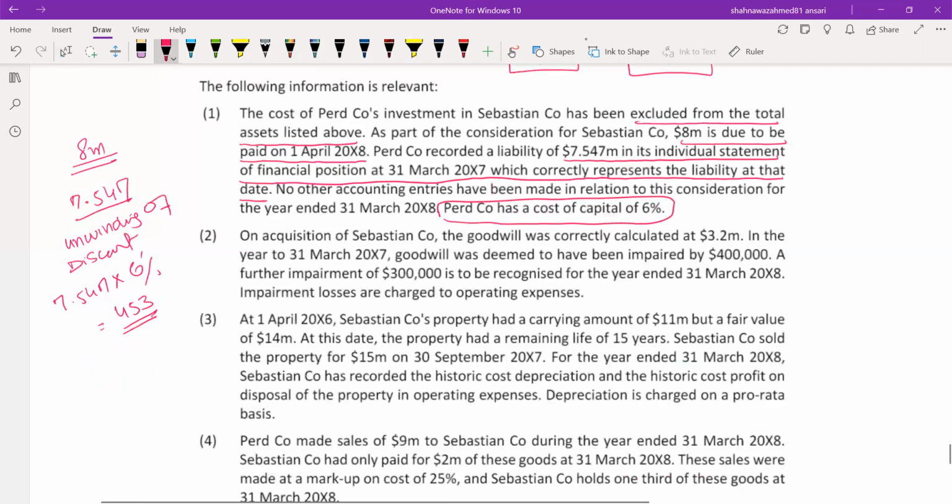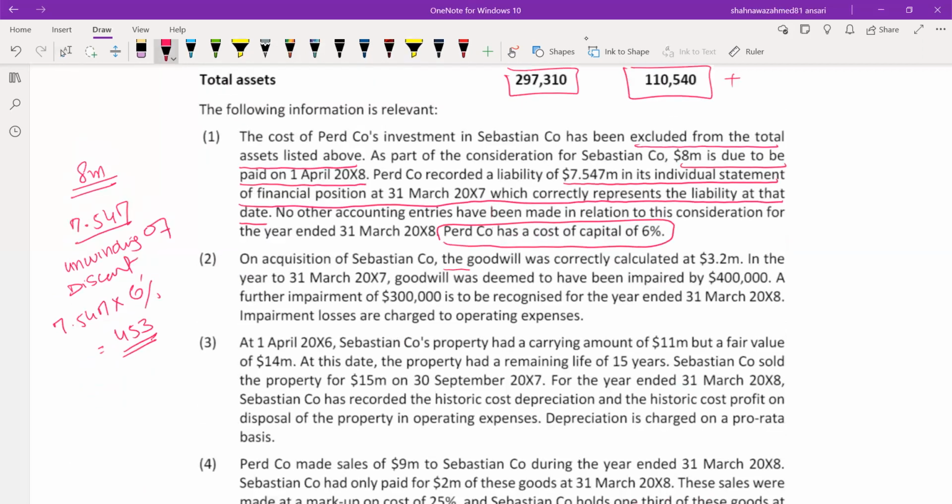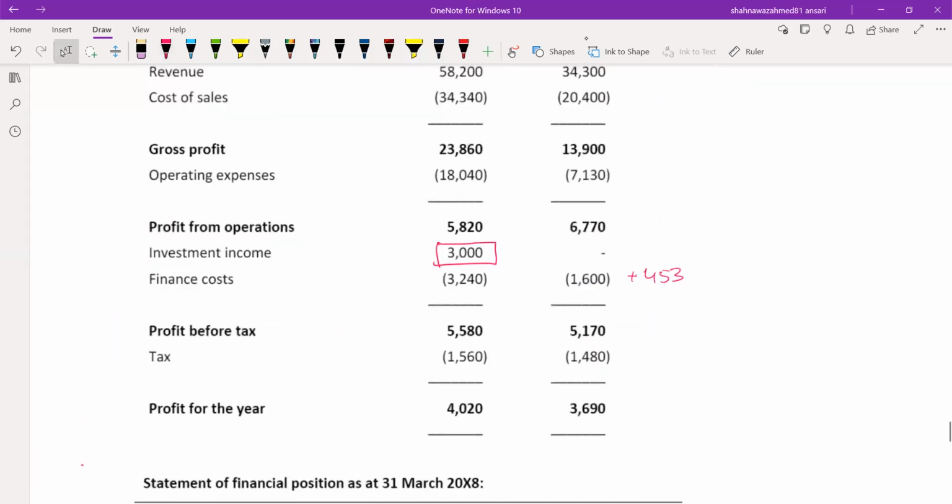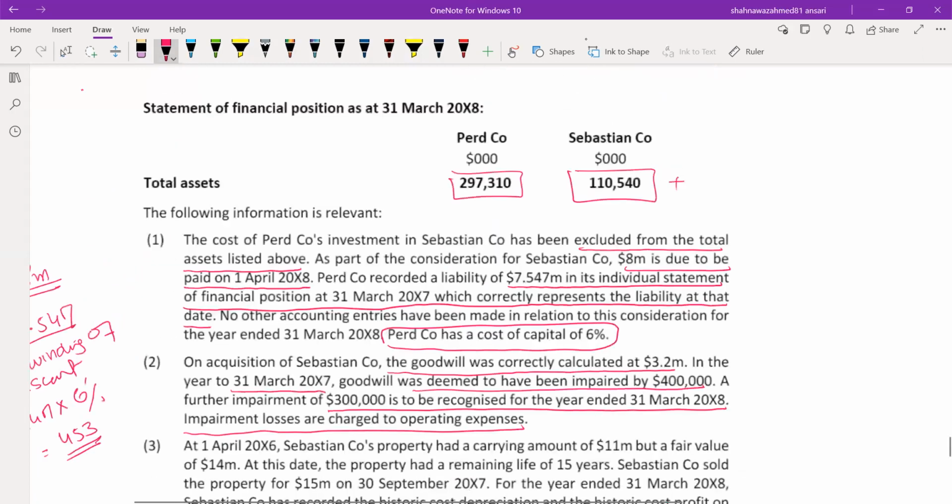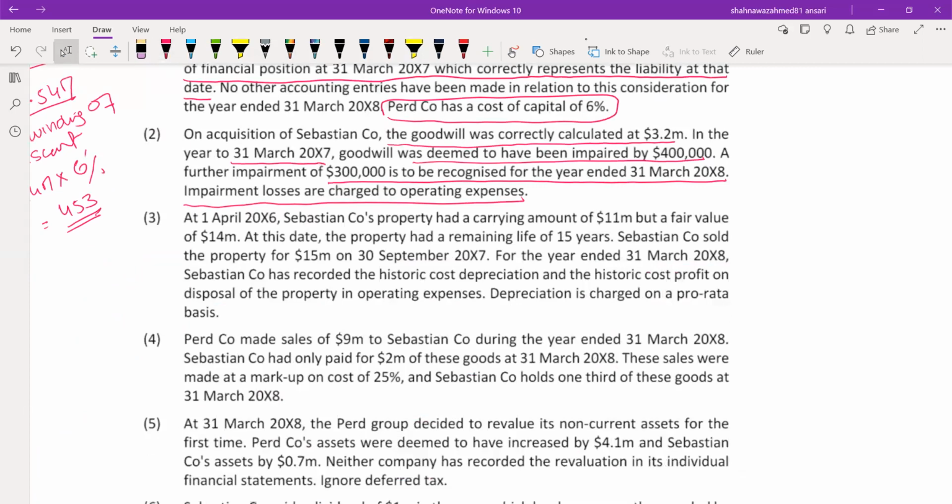Next adjustment is, on acquisition, goodwill was correctly calculated. In the year to 31st March 2007, goodwill was impaired by 400,000. A further impairment of 300,000 is recognized in this current year. An impairment loss is to be charged to operating expense of 300,000. Now, goodwill we have to show in the consolidated balance sheet net of impairment. So goodwill is 3,200. 400 impaired last time, 300 impaired this time. So overall, goodwill is impaired by 700 out of it.